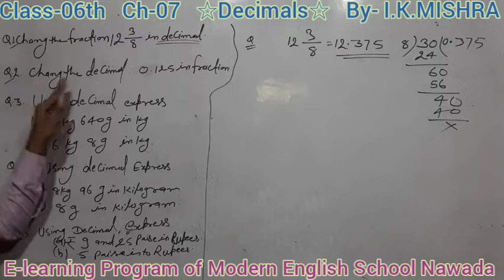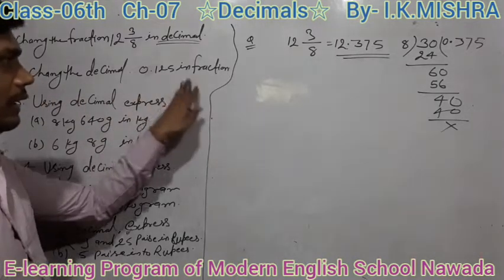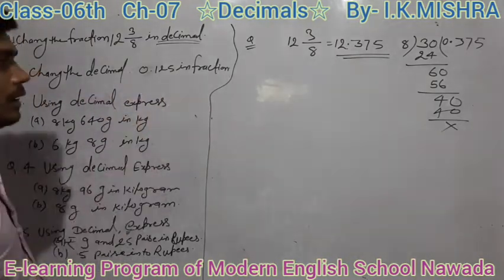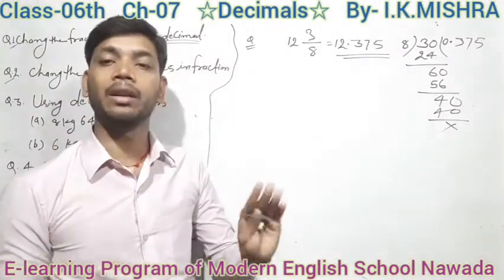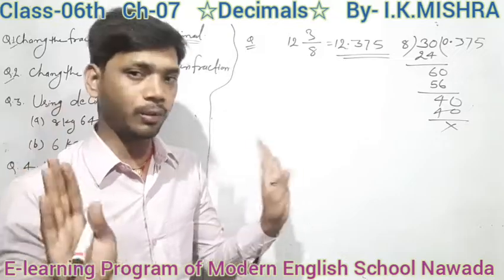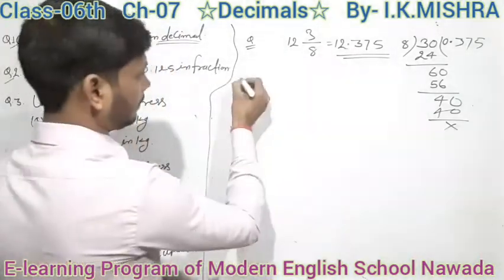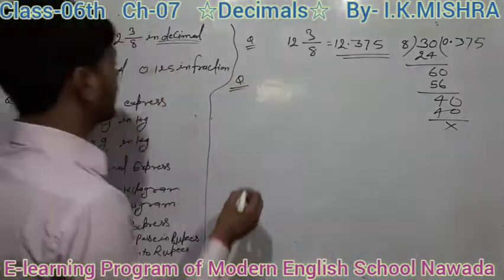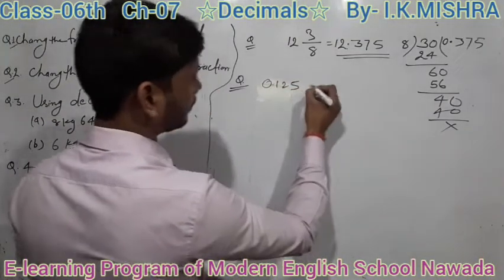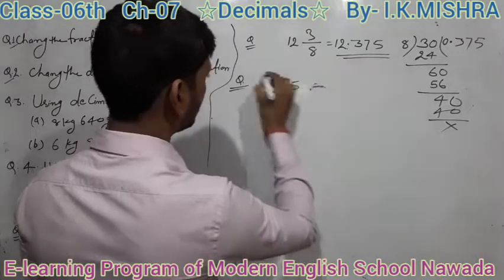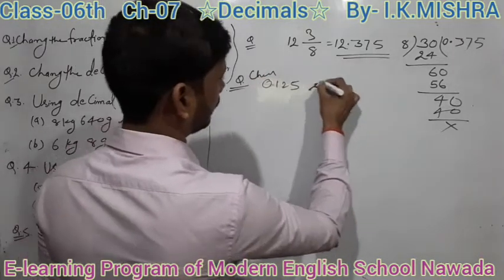Here change the decimal into fraction. In a previous video I already discussed how you will change a decimal into a fraction. Use the property, students, as I discussed in the previous video. Change 0.125 into a fraction.